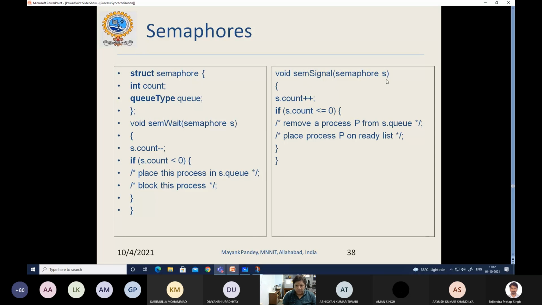What is sem signal function? It will increment s dot count. If s dot count is less than or equal to 0, remove a process from s dot Q. Which process? That's debatable. You can have any policy. And place process P on the ready list. Or it can be unblocked. Otherwise, it is blocked.